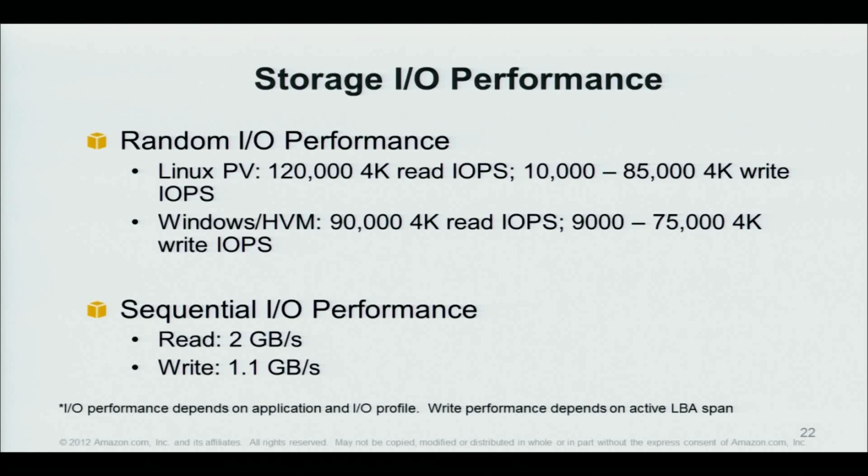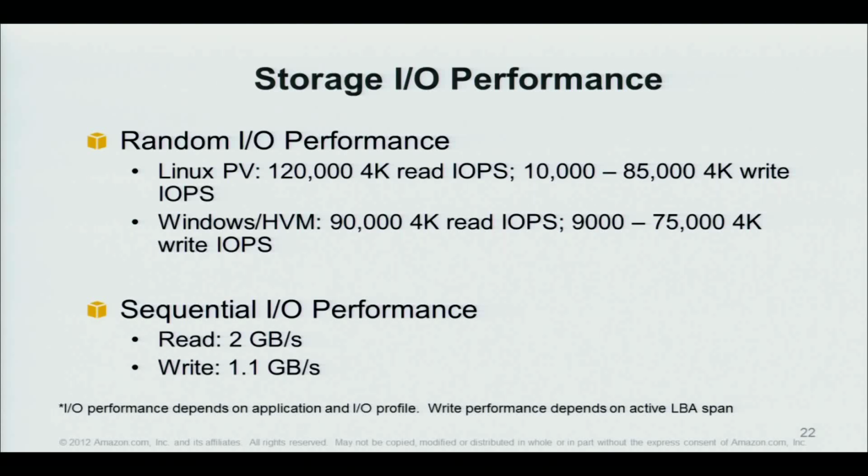The main feature of these instances, other than reasonable compute power and the networking, is the storage I/O performance. So we benchmark this for Linux PV AMIs at about, you should be able to deliver, depending on how you set up your applications, 120,000 IOPS or higher for 4K random reads, and 10 to 85,000 write IOPS. And the variation in write IOPS depends on your active LBA span. It's a feature of SSDs and how your write performance functions as the amount of spare capacity on your disk changes. And I'll talk a little bit about how you can use that in benchmarking as well.